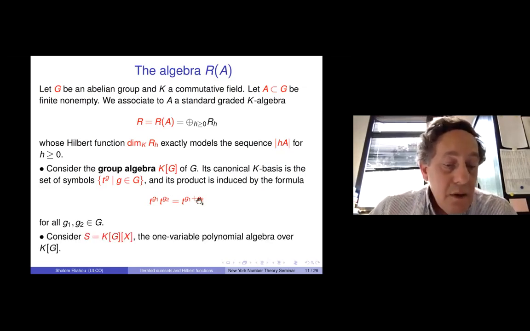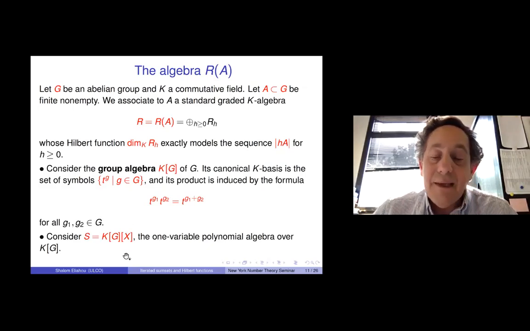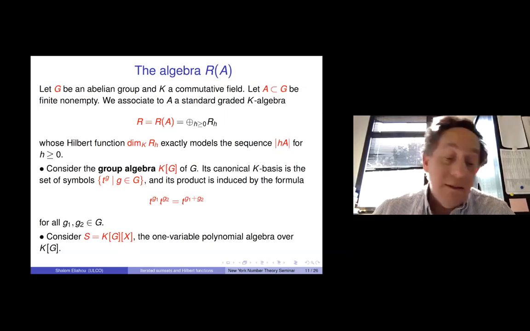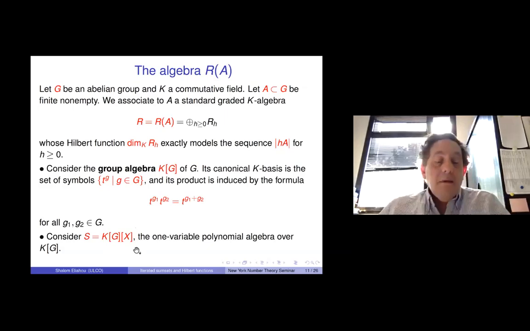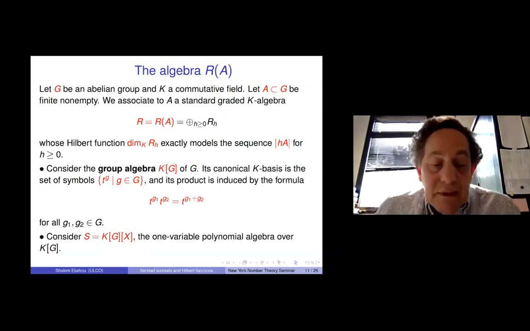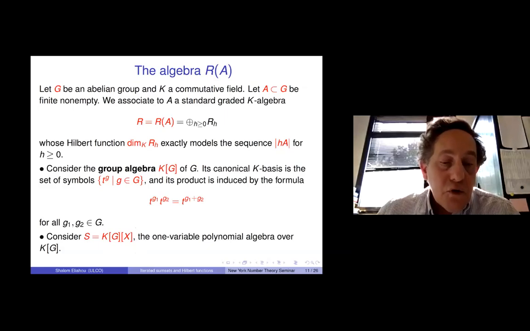Okay, now you take over this group algebra the polynomial algebra over K[G]. Call that S. And in the next slide, I will describe again a basis as a vector space of S. That's easy enough because you know a basis here, and you know a basis, the powers of X, over K. You just combine these two bases. So I go to the next slide.